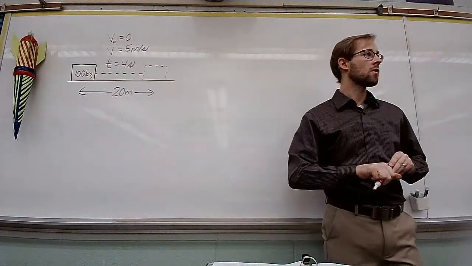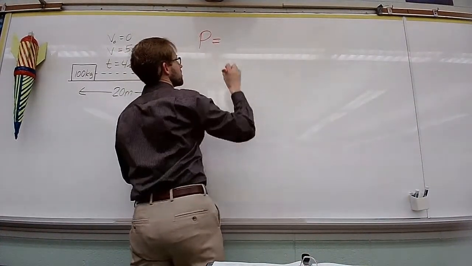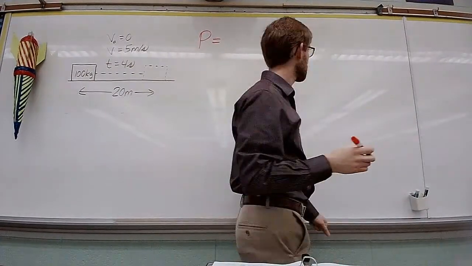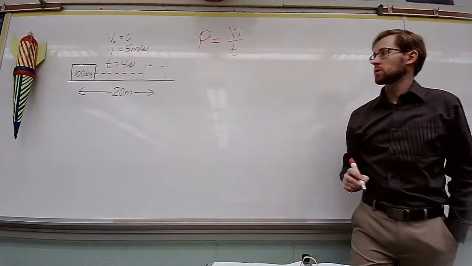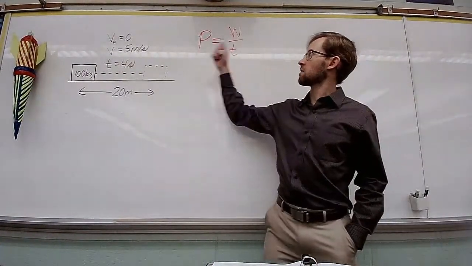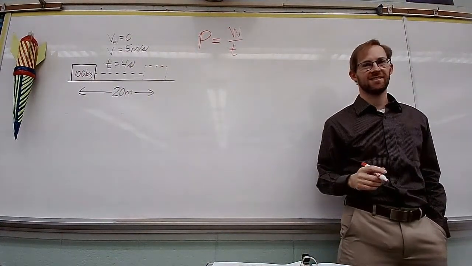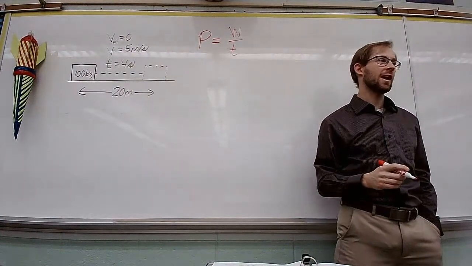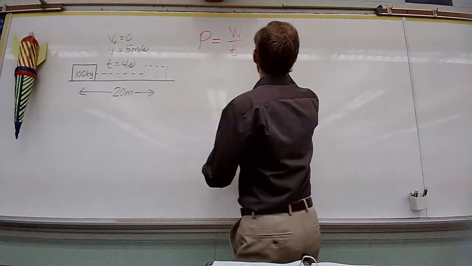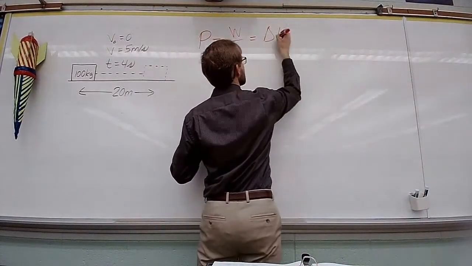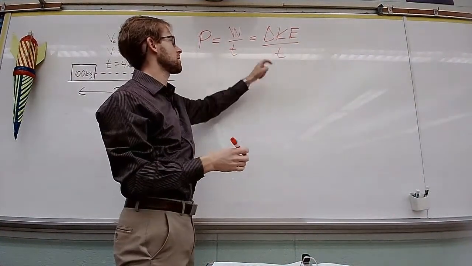So if I want to figure out what that power is, remember, power is simply equal to work divided by time. And work is simply your change in energy. Now, which kind of energy should I use to figure out the work? Potential or kinetic? Kinetic, absolutely, because it's moving. So kinetic is the easiest thing to do here. So this is what we're going to be using to hopefully figure this out.